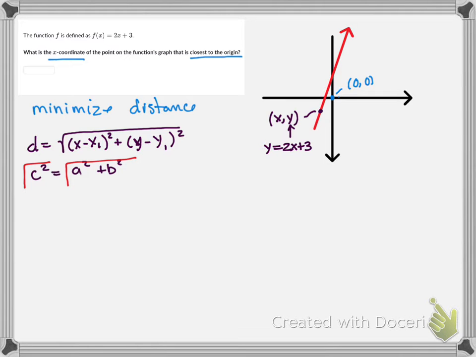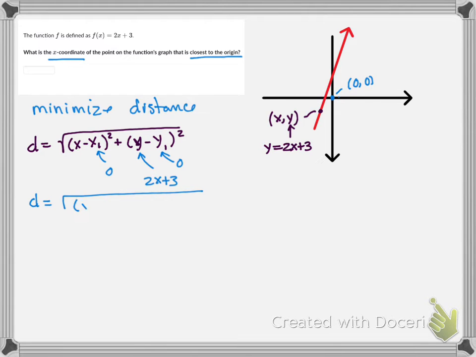Well, we know that our x1 and y1 are 0, 0 because that's the origin. Well, our x is just x, and our y is that 2x plus 3. So now we're looking at the distance equals the square root of x squared plus 2x plus 3 squared.